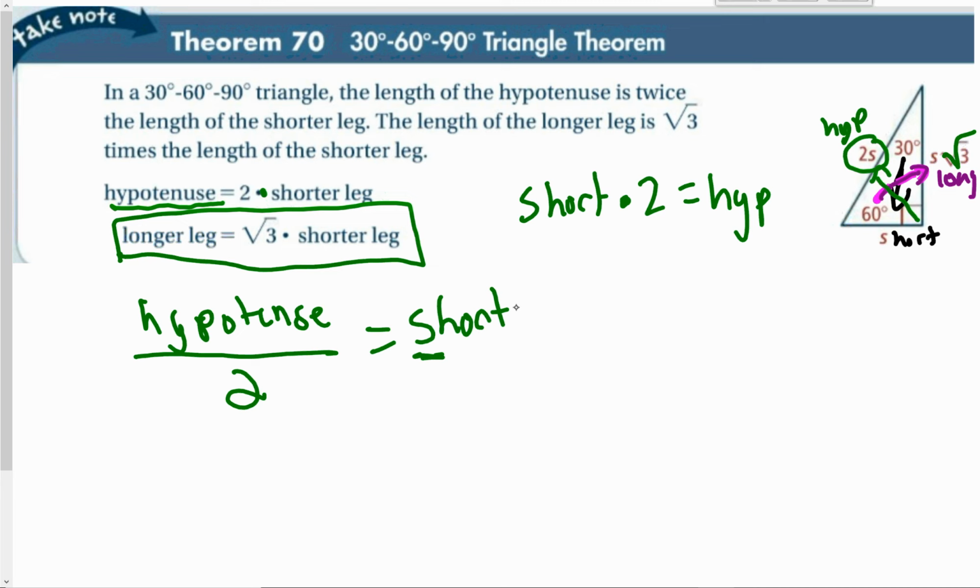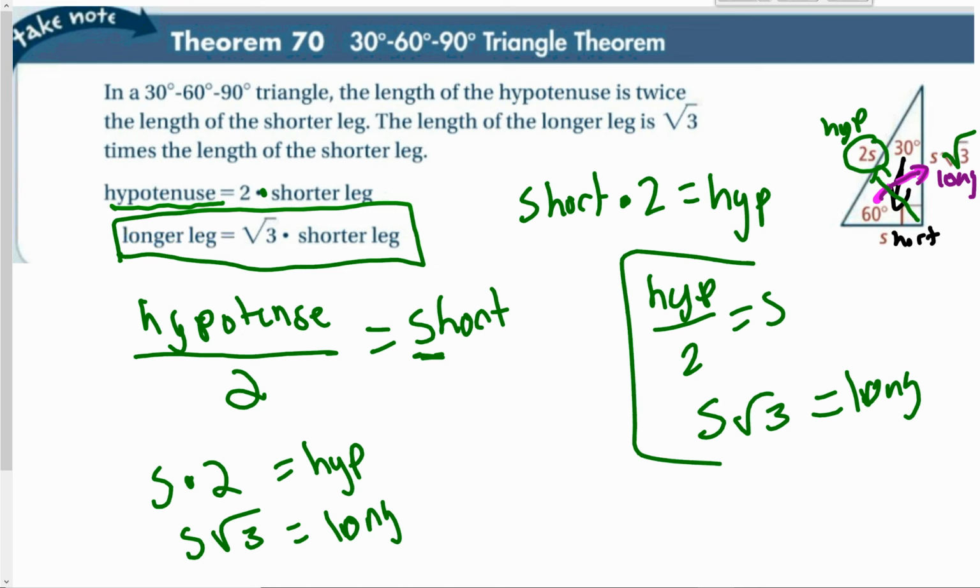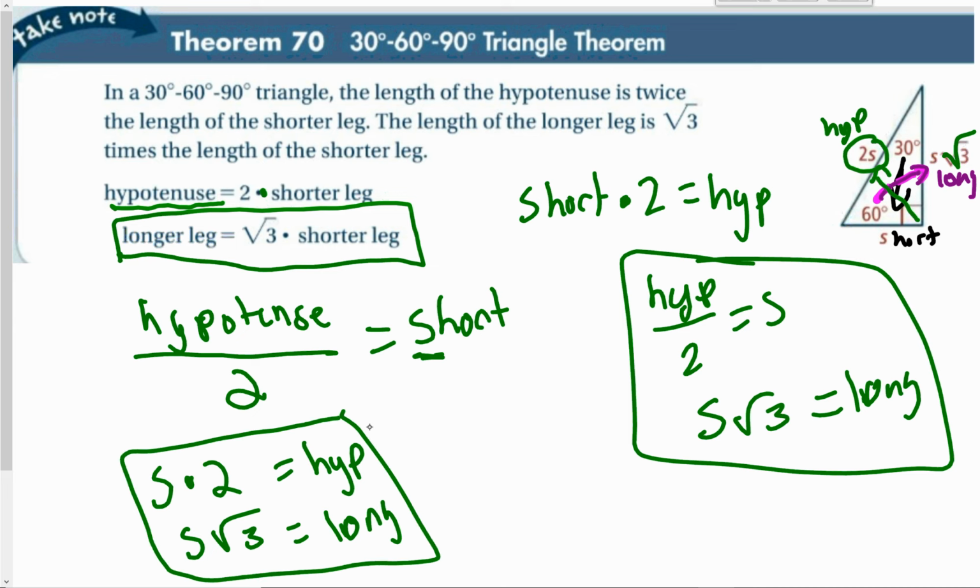Okay, so there's lots of different ways to look at this one. It depends on what you're given. If you start out with the hypotenuse, you can divide that by 2 to get the short leg, and then you take that short leg and multiply it by root 3 to get to the long leg. If you start with the short leg, you can times that by 2 to get to the hypotenuse, and then you can take the short leg and multiply by root 3 to get to the long leg. Either if you start with the hypotenuse and find the other two, or if you start with the short leg and find the other two, those are the easier ones.